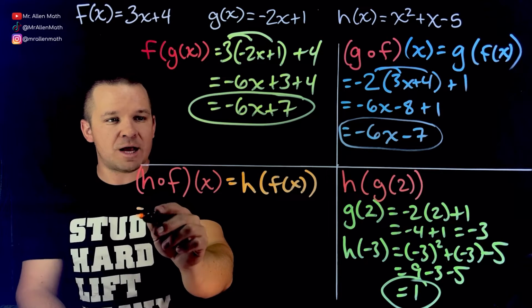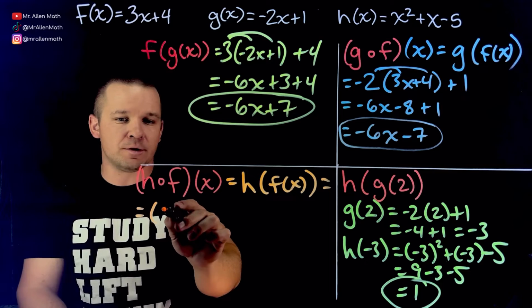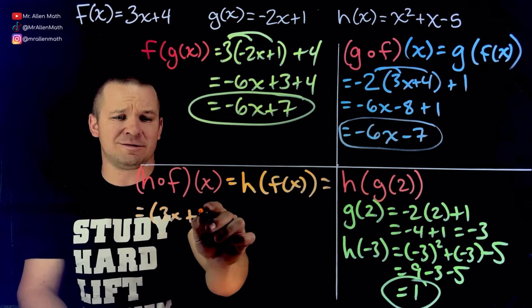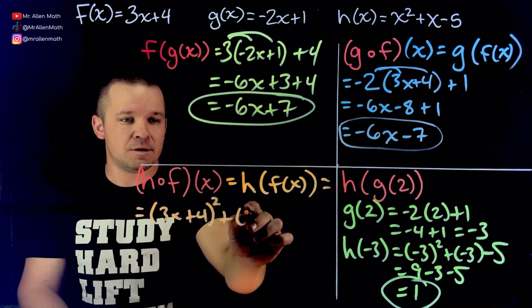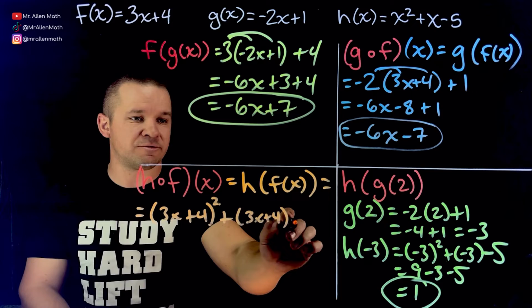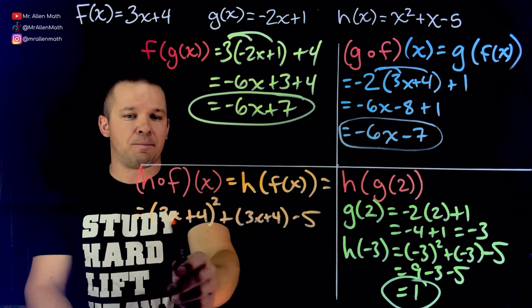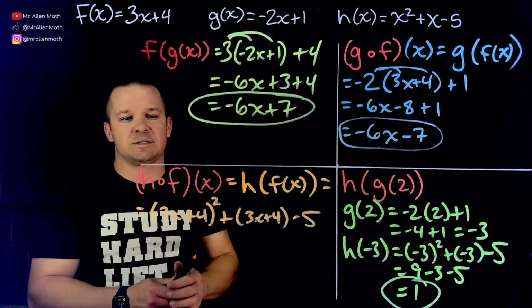So some classes will have you do this. Not all of them will go this crazy, but who knows? We're going to go crazy here, okay? So this is going to be squared. And then we have plus 3x plus 4. Cool. And then we have -5. Okay. So I plugged in 3x plus 4, my f function, for all of my x's, my 2 x's there.